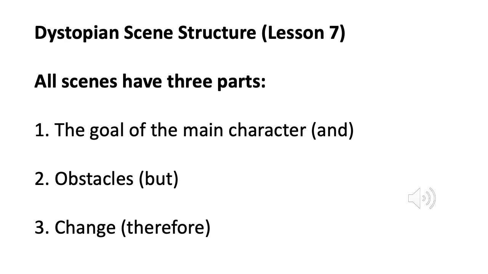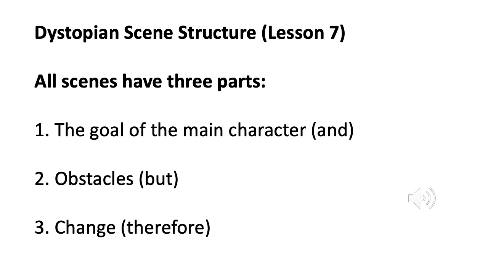So once you've got your idea for your dystopian story world, which you either have because of previous lessons, or you've invented something new just now, or you've experimented with that dystopian plot generator, you now have a sense of your story world. You need to come up with a scene structure. I've listed on this slide the three main elements of an effective scene: a goal for the main character, obstacles to put in their way, and some sense of change at the end.